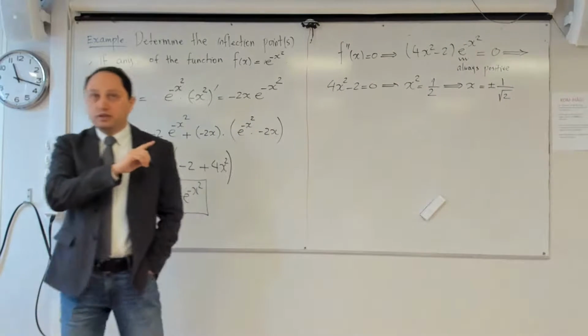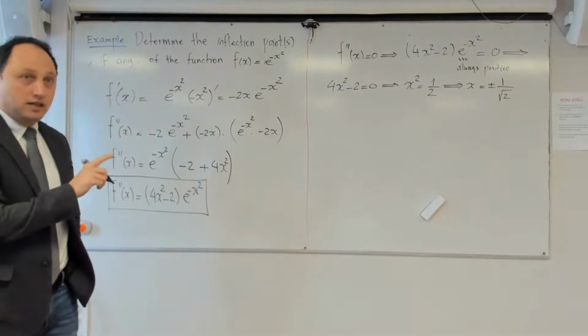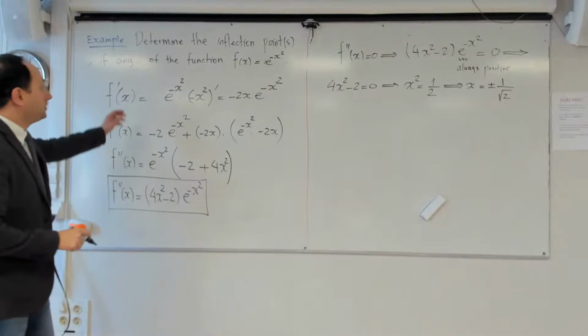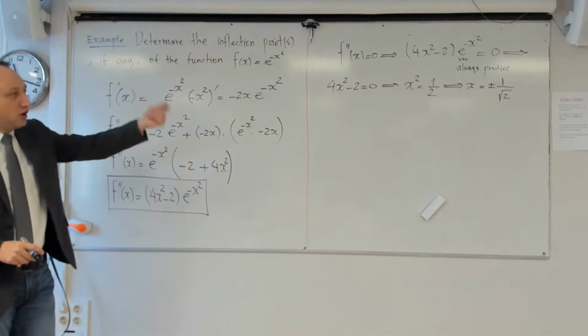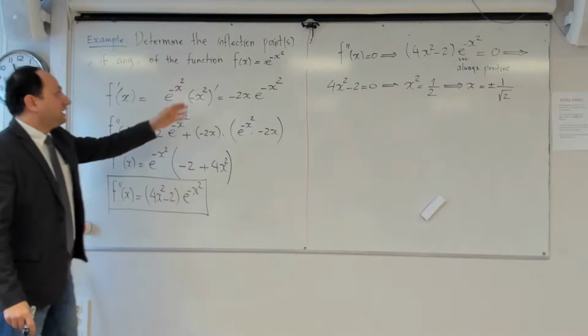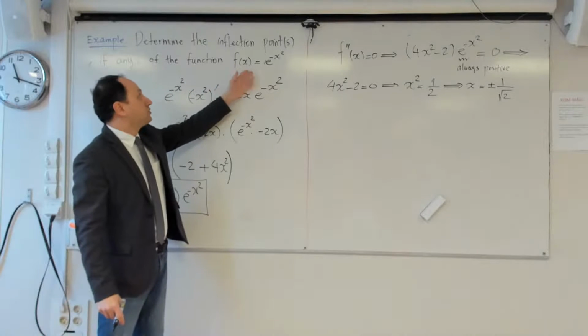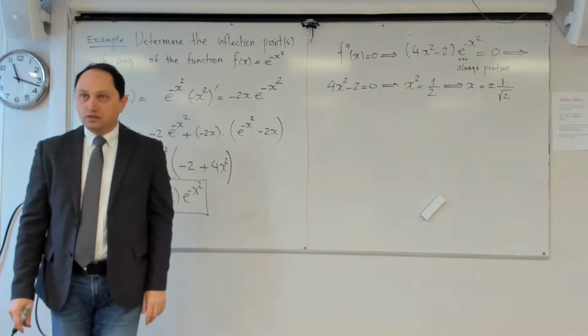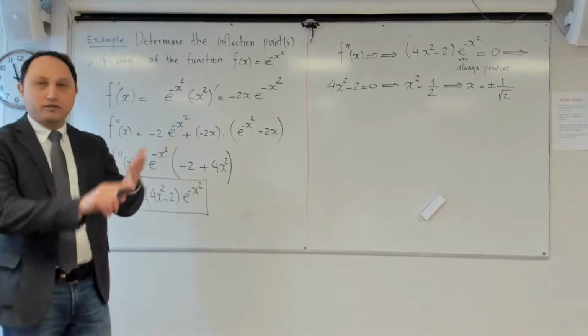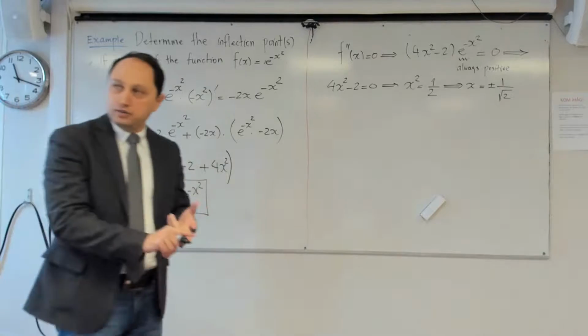Yes? But what are these? These are just candidates for possible inflection points. What I can conclude right now is that if this function is supposed to have an inflection point, it has at most 2, yes? But there is no guarantee. It might have nothing, it might have 1, or at most 2.